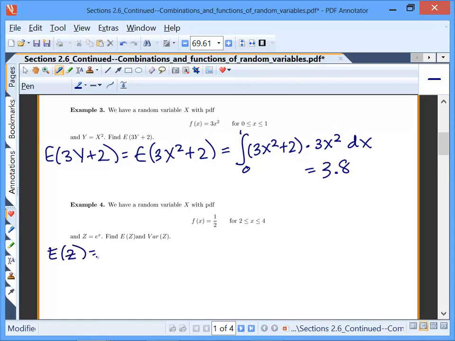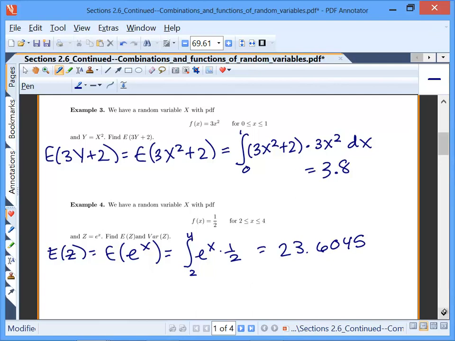So first of all, when I want to find the expected value of z, z is really e to the x. Which means, what do I need to write down for my integral? E to the x times 1/2. My bounds are from 2 to 4. Which gives me 23.6045. So that is my expected value for z. Even though it was an exponential function, it looks really strange, still all I have to do is plug it in and it works out very nicely.